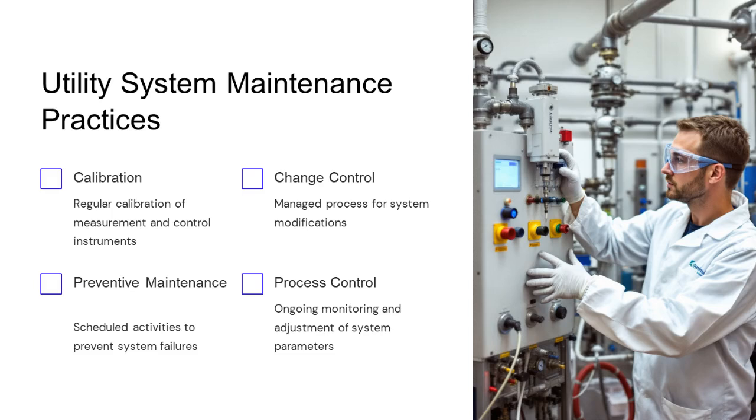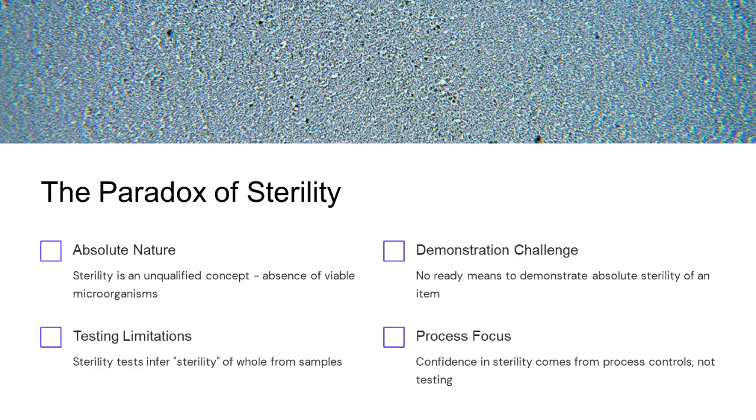Utility system maintenance practices include regular calibration, preventive maintenance, managed process changes, and ongoing process control. These practices prevent system failures and ensure consistent performance. Sterility is an unqualified concept, meaning the complete absence of viable microorganisms. However, demonstrating absolute sterility is challenging as there are no ready means to prove it.